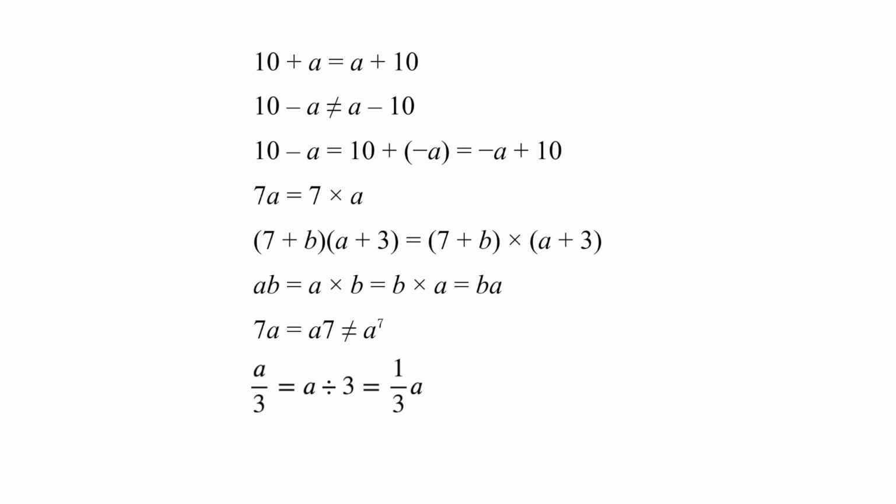a over 3 means a divided by 3, as well as 1/3 times a. n squared, and how that is different to 2 to the power of n.